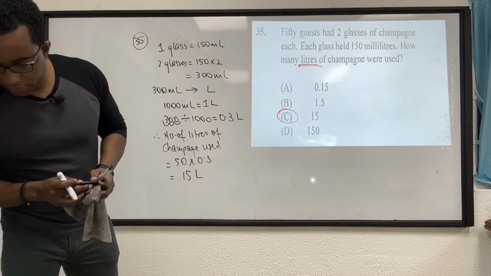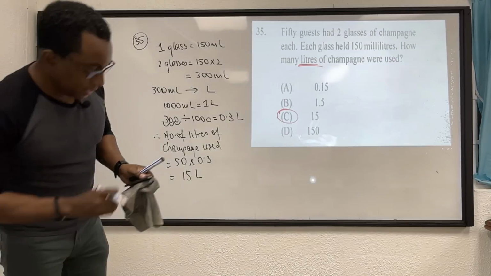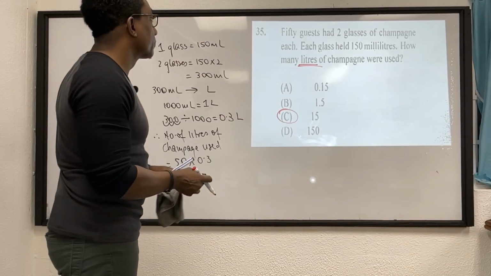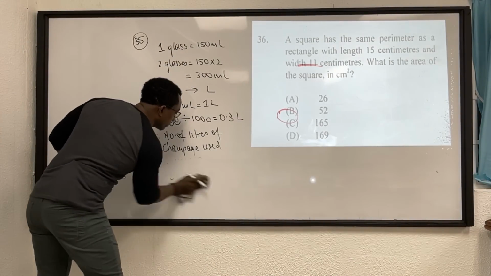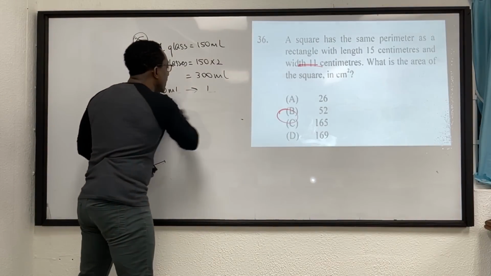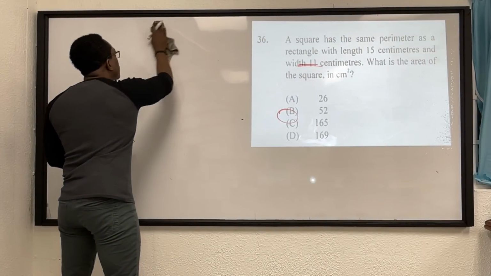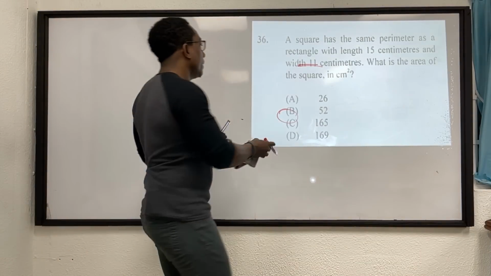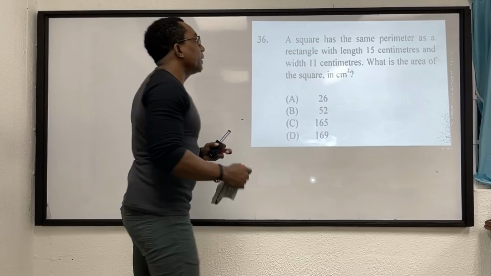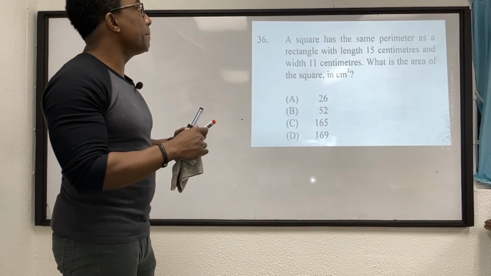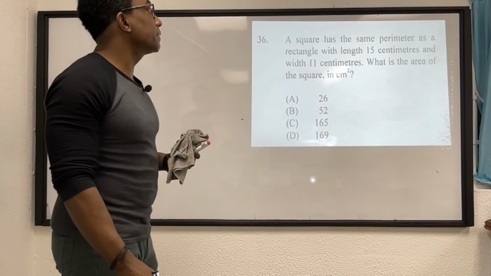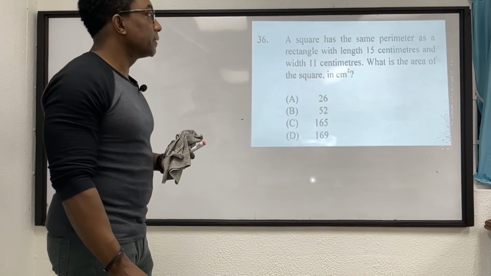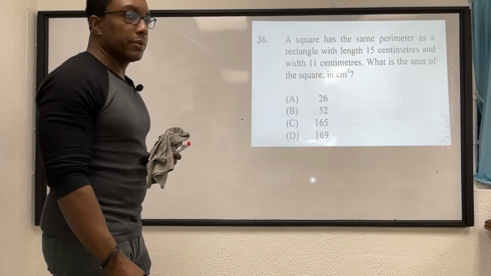Let's move on now to question 36. So question 36. It says here, a square has the same perimeter as a rectangle with length 15 centimeters and width 11 centimeters. What is the area of the square?